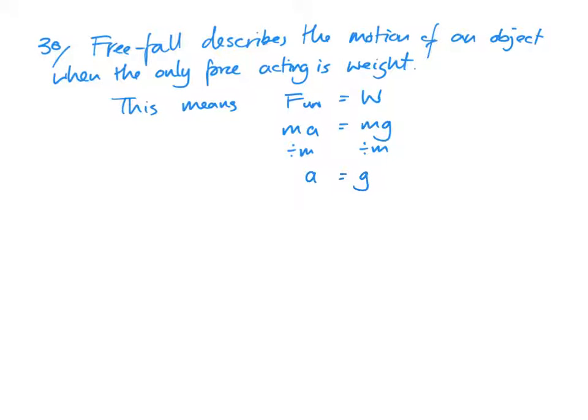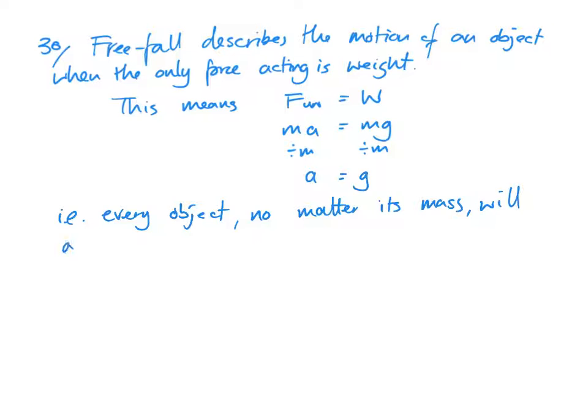So this tells us that in true free fall, i.e. when there's no air resistance, every object will accelerate downwards at 9.8 meters per second squared. Every object, no matter its mass, accelerates downwards at 9.8 meters per second squared on Earth.